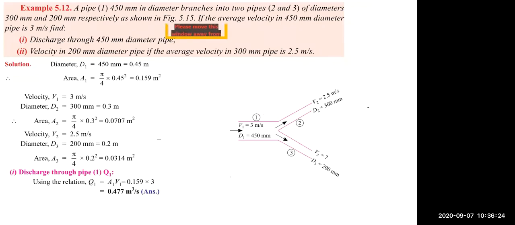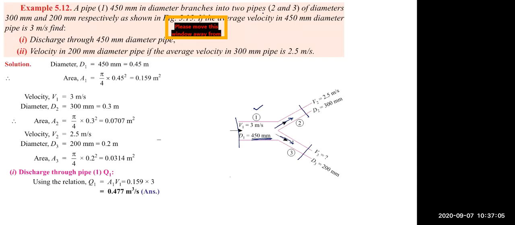Now the numerical is saying there is a pipeline. Its diameter is given as 450 mm. See here the pipeline, section 1. Here the diameter is 450 mm. Now this pipeline is branched into two pipes. This is going in one direction, this is going in the second direction. So this is your section number 2 and this is your section number 3 and this is your section number 1.